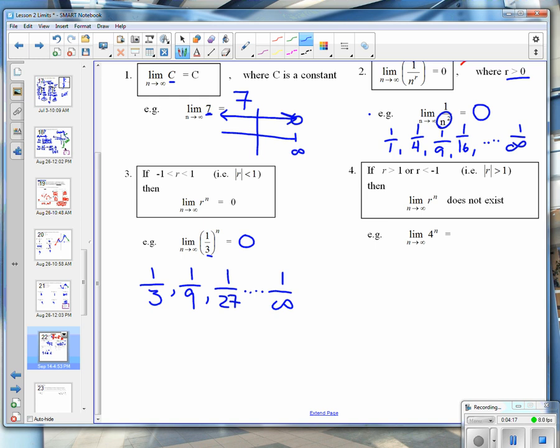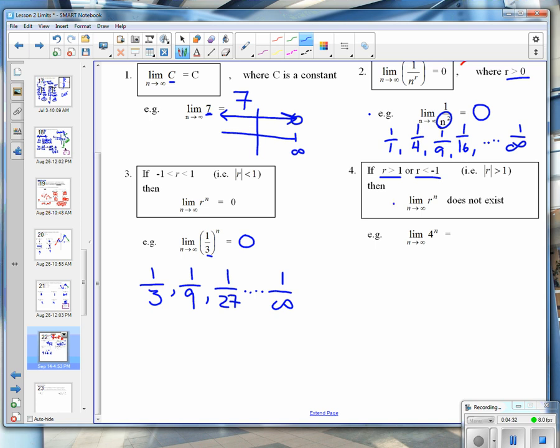Number 4, the last one here. Again, this one's kind of obvious, where it's saying if r is greater than 1 or less than -1, so basically it can be a whole number or 1 point something or 2 point something, our limit does not exist.